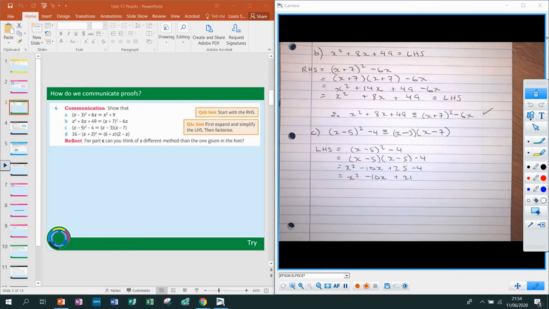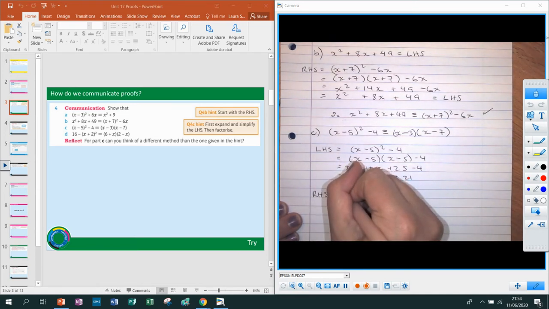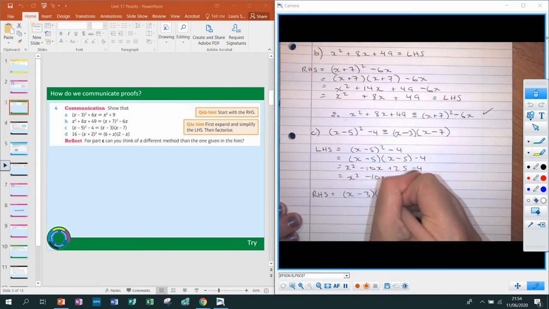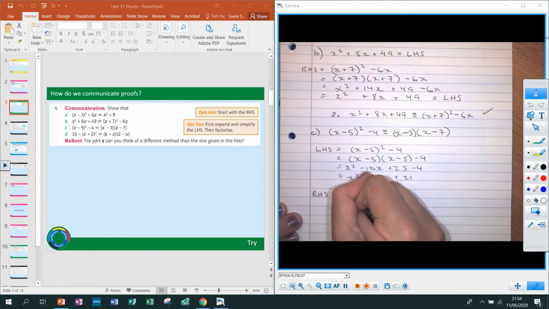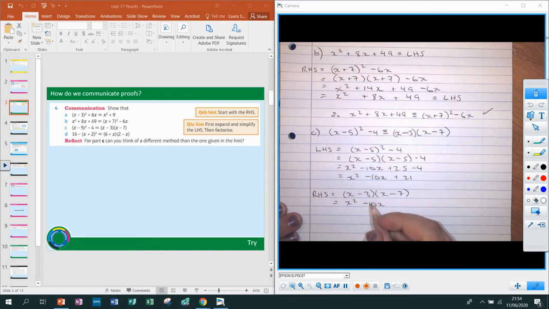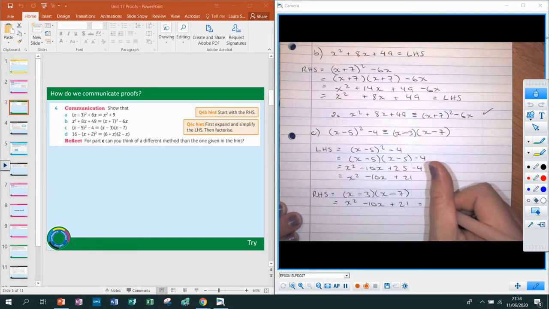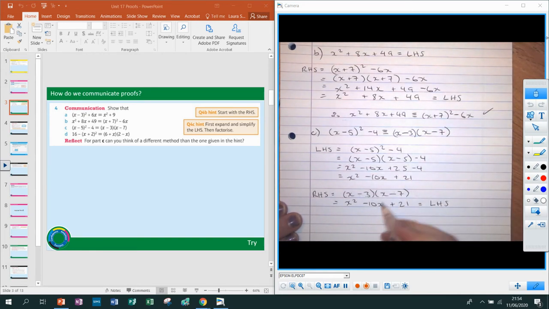Okay, at this stage, you now want to work on the right-hand side separately. So that's going to be x minus 3 times x minus 7, which is x squared minus 3x minus 7x is minus 10x, and then minus 3 times minus 7 is plus 21, which we can now say is equal to the left-hand side, okay, because they match, and we can now state that therefore x minus 5 squared minus 4 is indeed always equal to x minus 3 times x minus 7. So that is an identity.